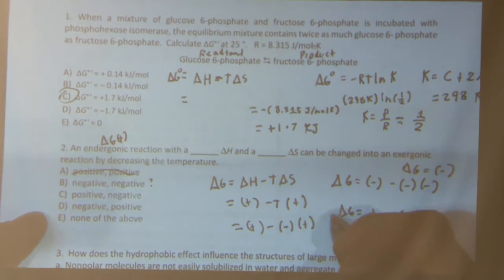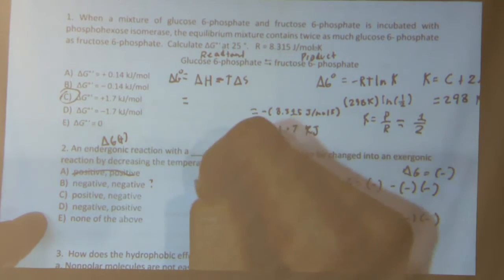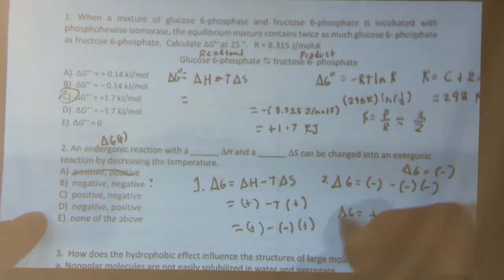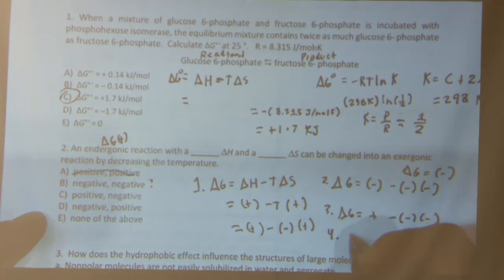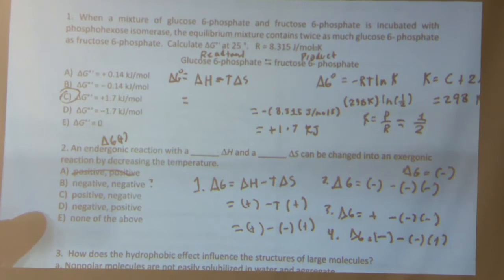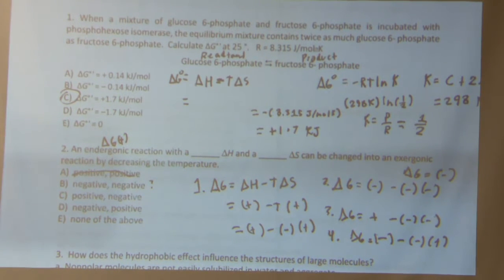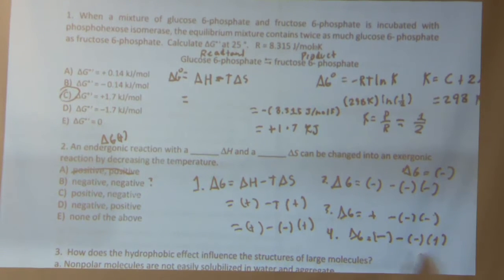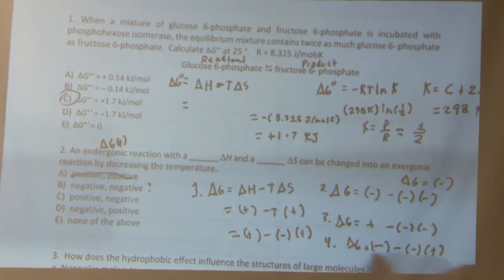So let's try the next one. So we have 1, 2, 3, 4. We have delta G equaling a negative minus a negative plus a positive. So then S would also be contributing to being more positive. So then it's still affected by this negative value.